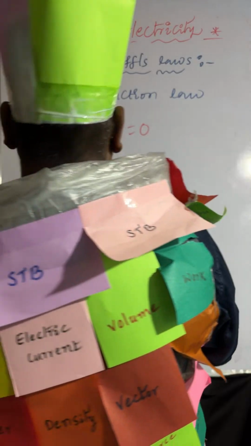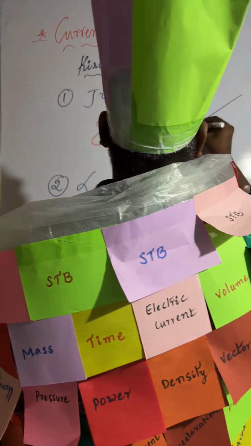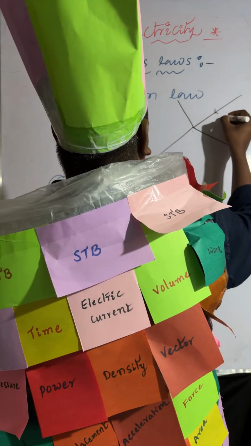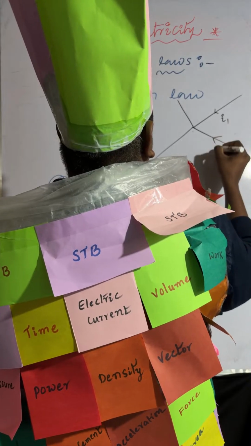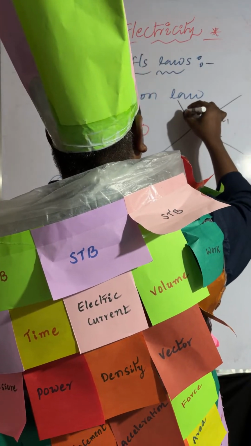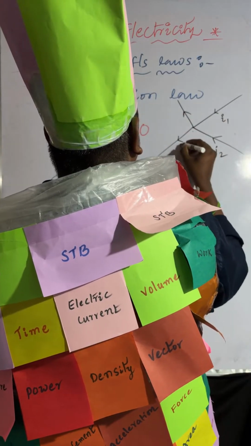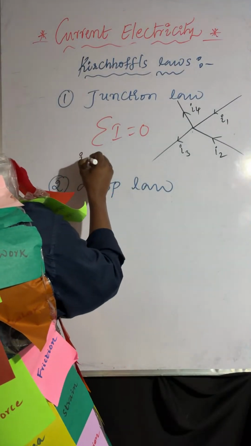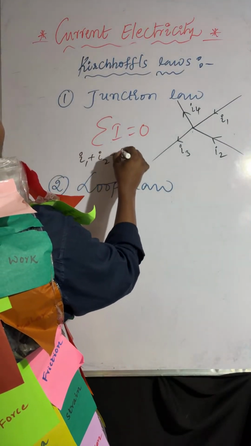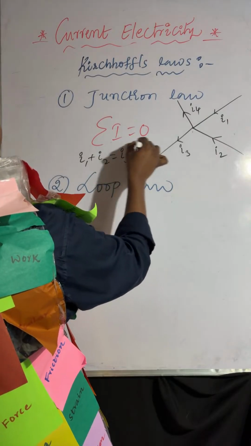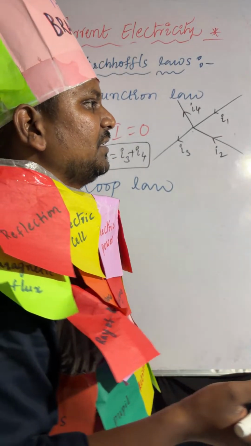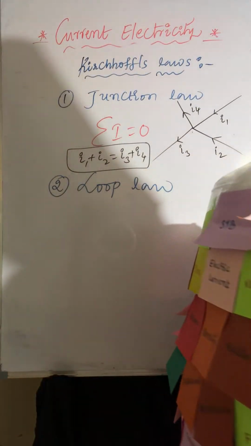So here you can observe the junction law. I1, I2, I3, I4. Here you can see I1 plus I2 equals I3 plus I4. The sum of the currents entering the junction is equal to the sum of the currents leaving the junction.